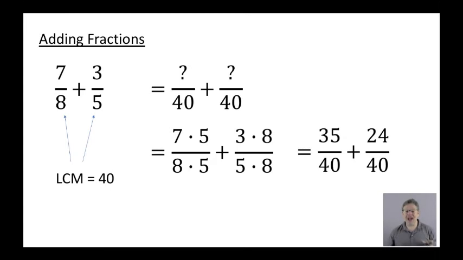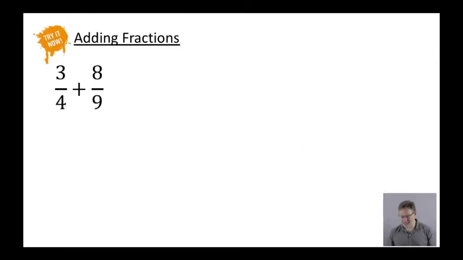I can now add the fractions by adding the numerators, and I get 59 40ths, which can be converted to a mixed number of 1 and 19 40ths. So take a moment to do these two fractions once again.